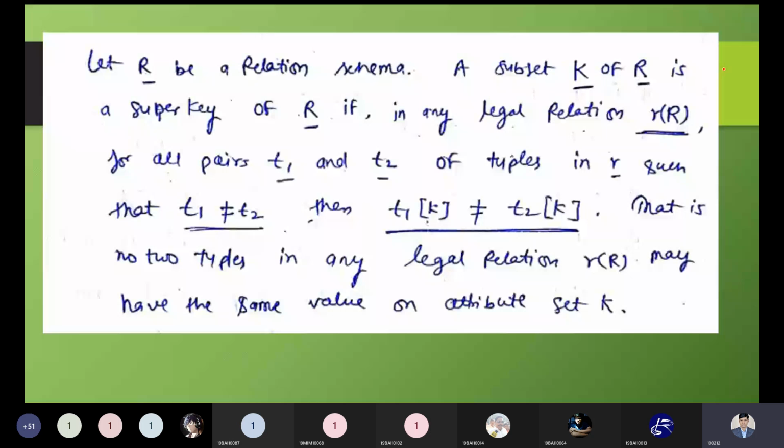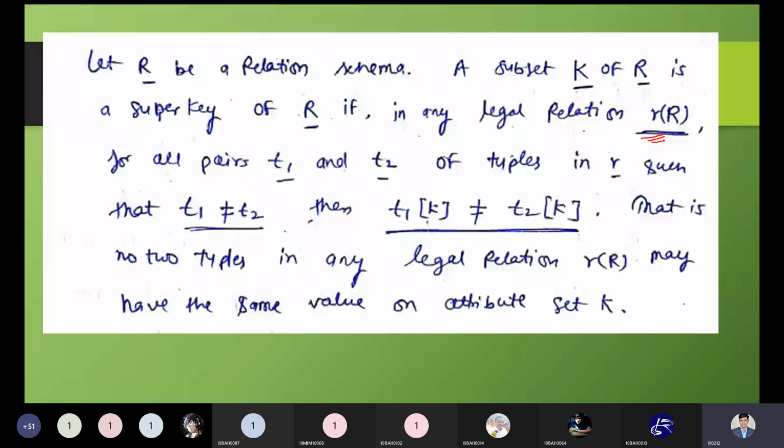So what do you mean by a legal relation? It is a valid relation. What is small r? Please tell me what you mean by it. A valid relation over the super key. Okay, this is a good point, you are on the absolutely right track. So we have a valid relation over the super key.